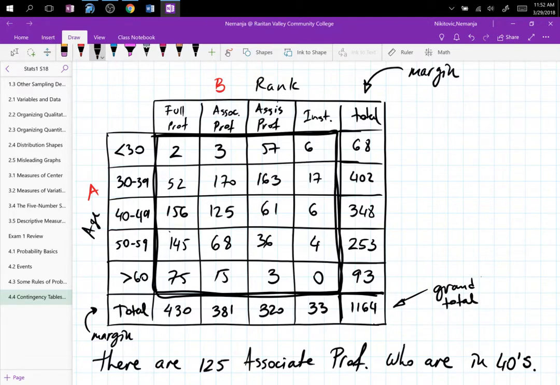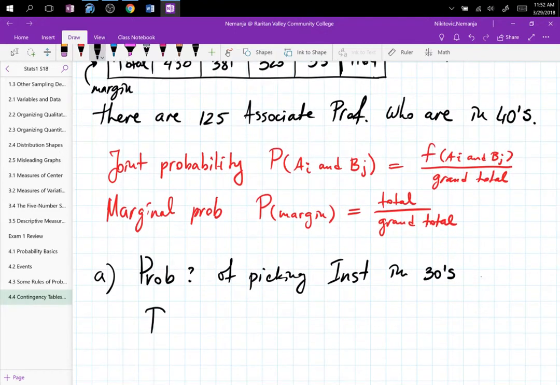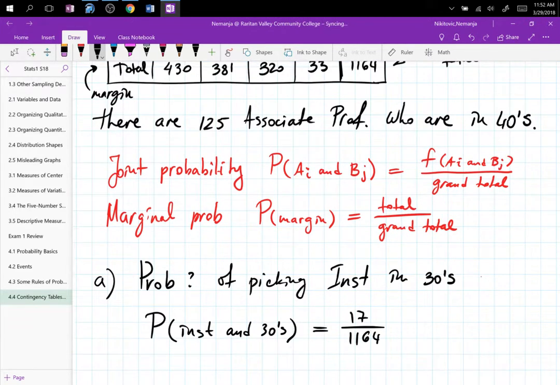So you will go there, and you would say, all right, probability of instructor and 30s is going to be 17 divided by 1164. And then you compute that, right? That should be 0.015. So it's about 1.5%. So about 1.5% of all professors and instructors at this place are rank instructors in 30s.